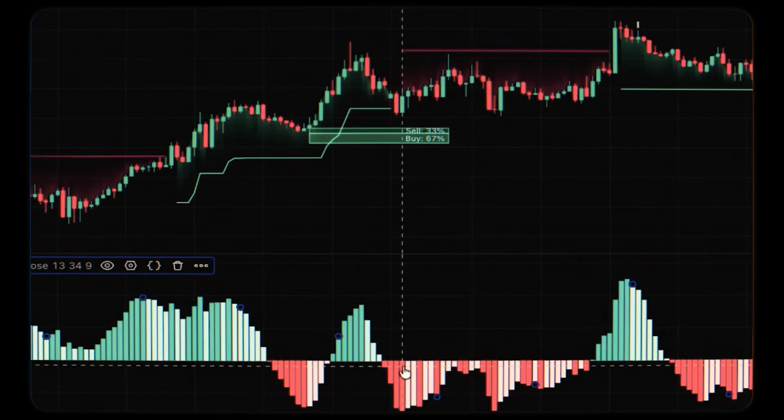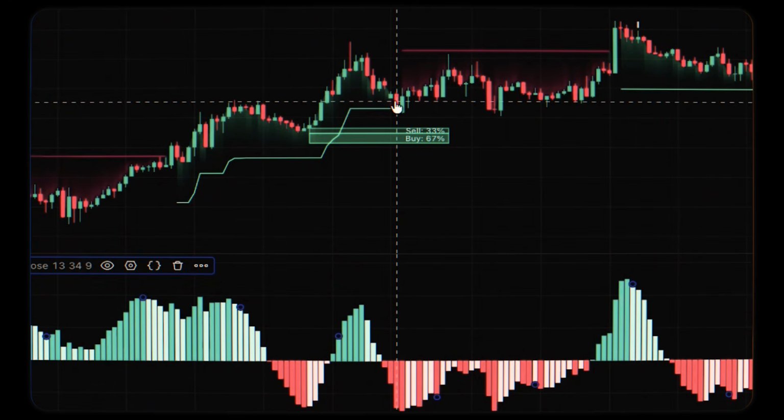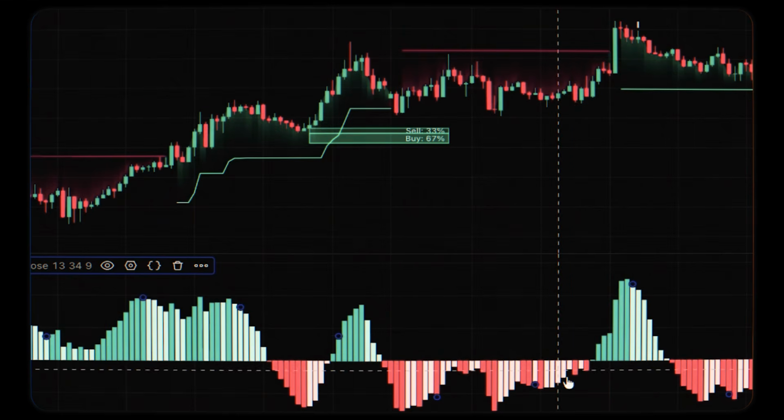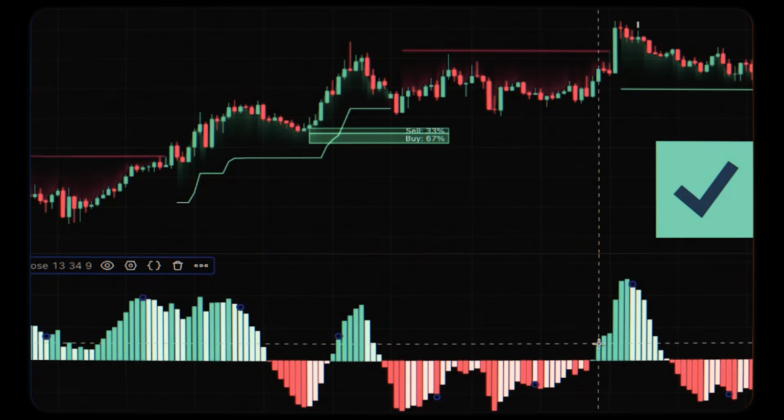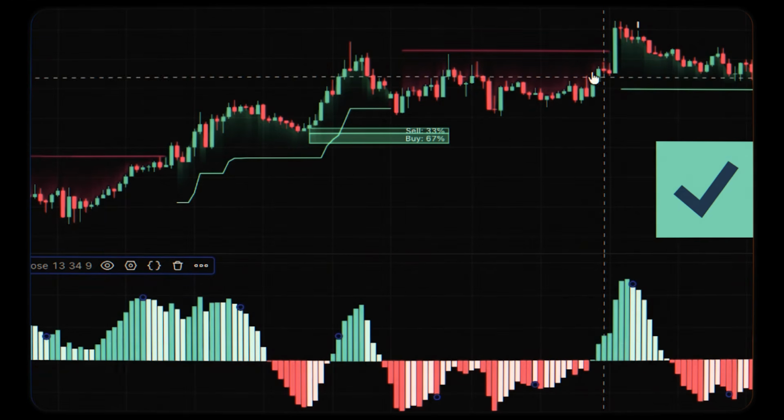Now we want to know when the pullback has ended and we have an increase of upside momentum in the market. For this purpose, we wait for the MACD histogram to go above the center line and become green. You can see that it happened here. So here we can say that the pullback probably ended and the price is going to advance more.